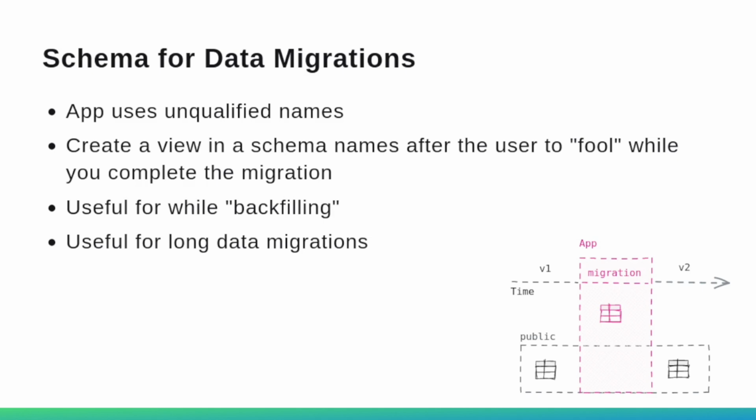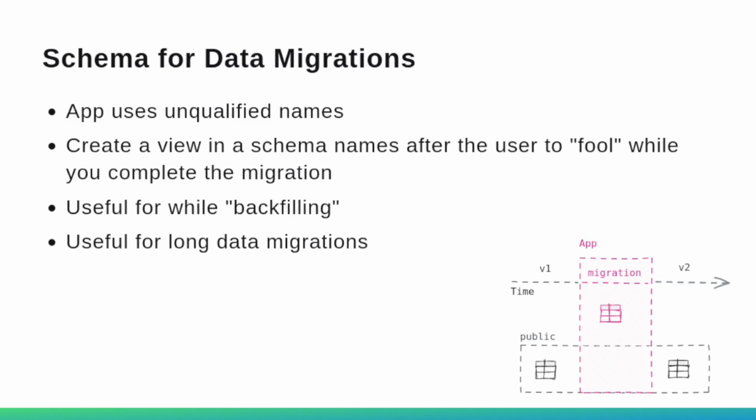Another common use case for schemas and search paths in Postgres is for implementing data migrations. Sometimes you want to make changes in the database, but you don't want the application to notice any of the change.